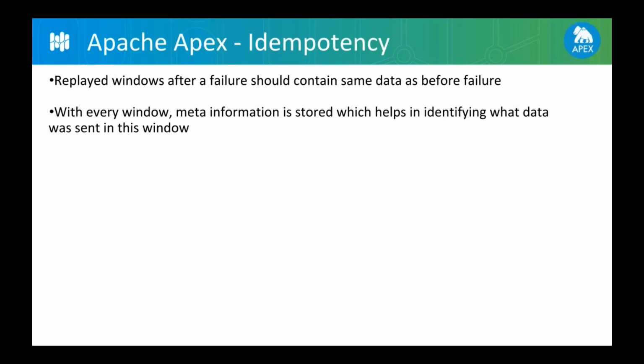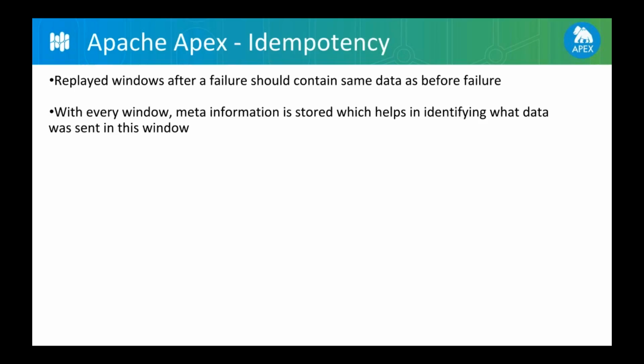When we store data in the buffer server, we also store some meta information regarding the tuple, which indicates the window ID to which it belongs. With that, we are able to ensure that when we recover from a failure, we read only the data which was required to be read in that window ID, and hence the output data is also consistent, since we have only read the data which was to be read in that window.